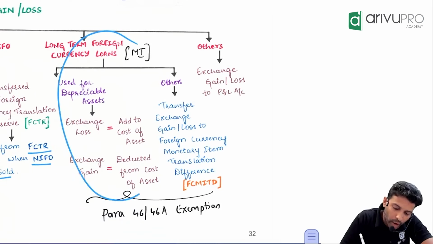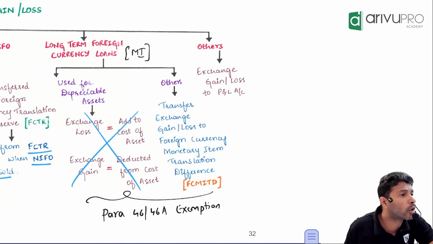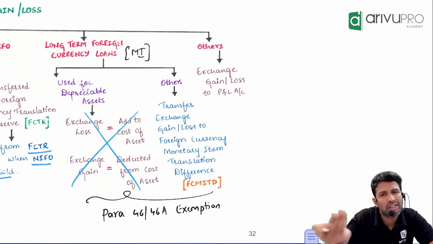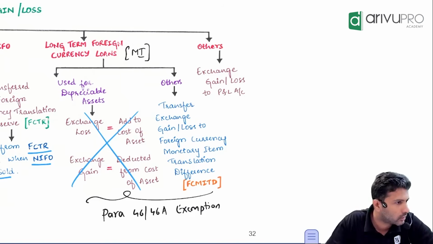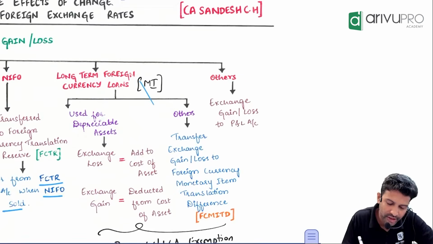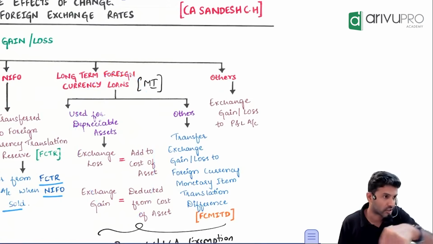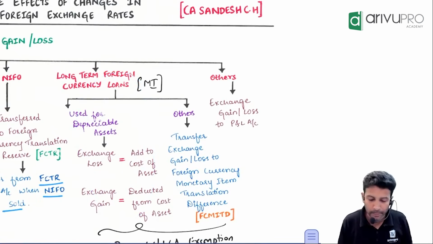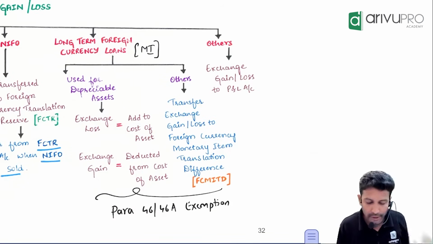This is one option given to the company. If the company doesn't want to do this, what will they do? Transfer the monetary item gain or loss to P&L. That's all it is. Fine. And this is an important question in CA Final also. This concept carries over; we have at least 4 or 5 types of questions in CA Final around the same concept. So it's good to remember it.